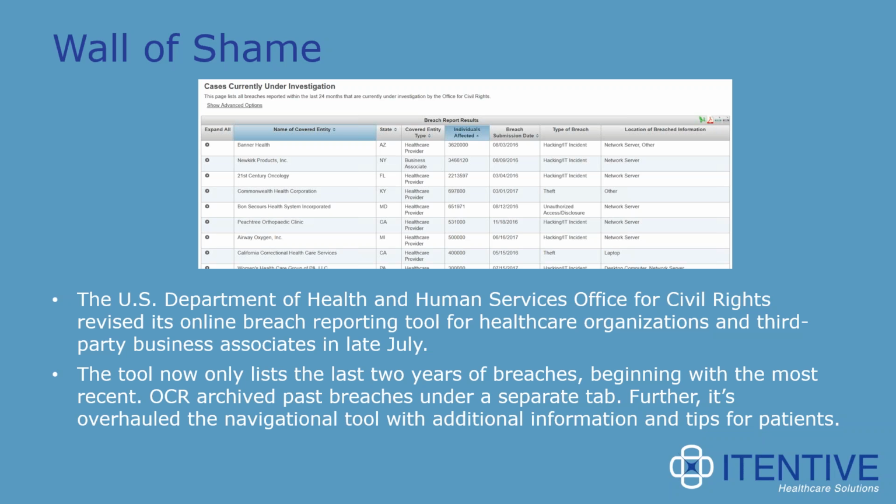Luckily, this tool was updated last July to only include the last 2 years of breaches. So after 2 years, you'd fall off. But I do want to point out the information it tells you. I mean, you can see the name of your practice, the state, what covered entity type, the amount of individuals affected, the submission date, and the type of breach.